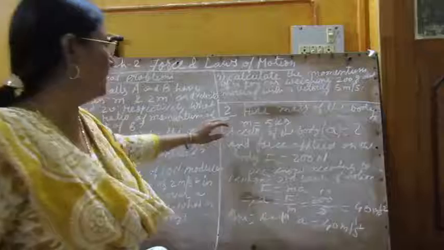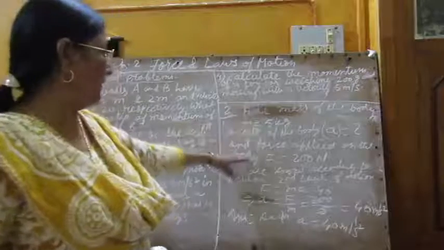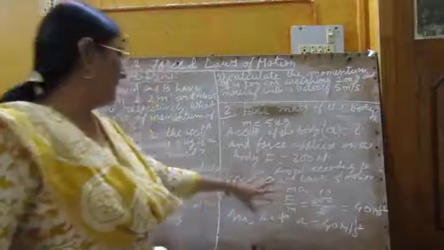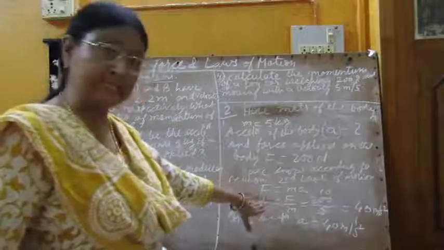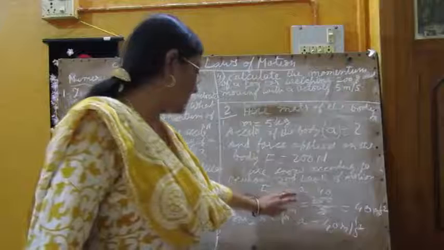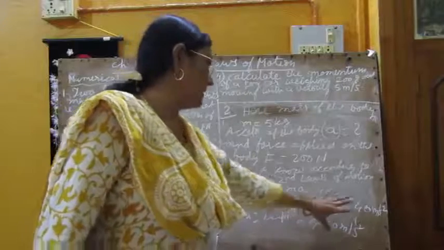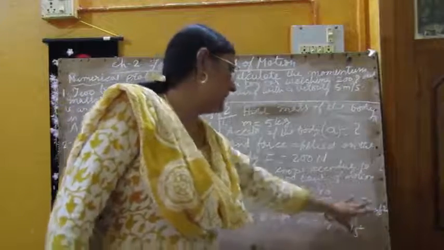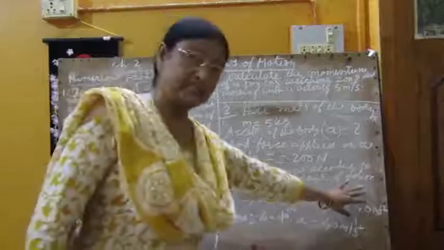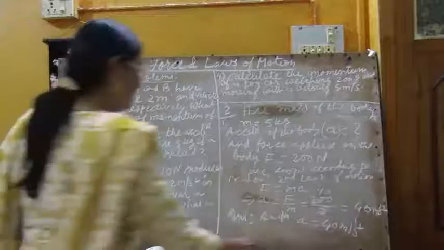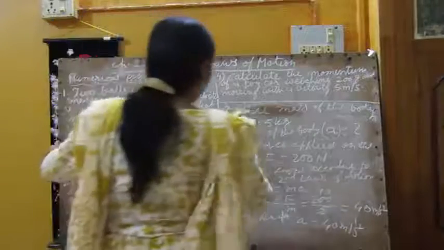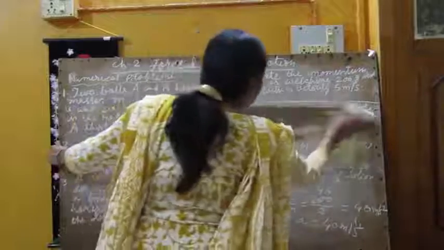Okay, now how to do it? As per Newton's second law, we know F equals to ma. Then we have to find out the acceleration a, and the force and mass are already given. Then we just put the data and we will find out the acceleration due to the applied force of the moving object. Okay, now again you copy this one in your classroom copy. Now I'm writing the third one.